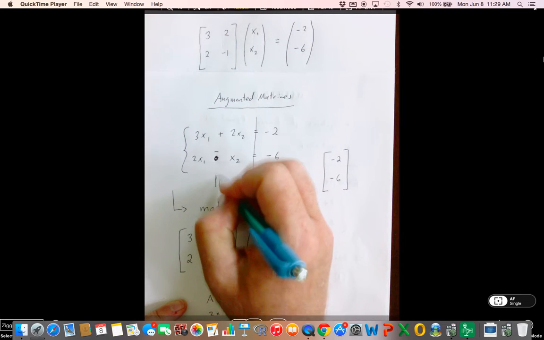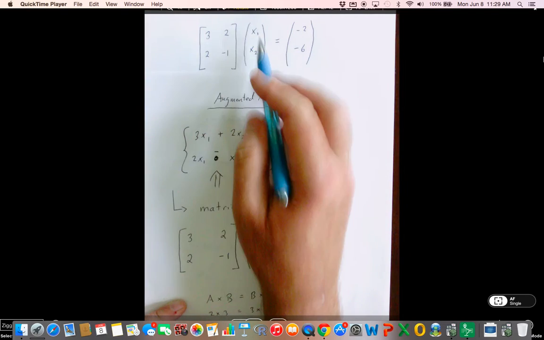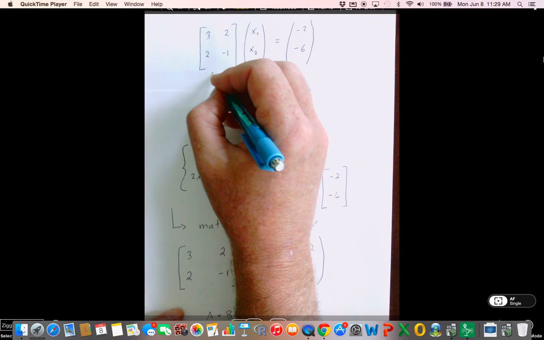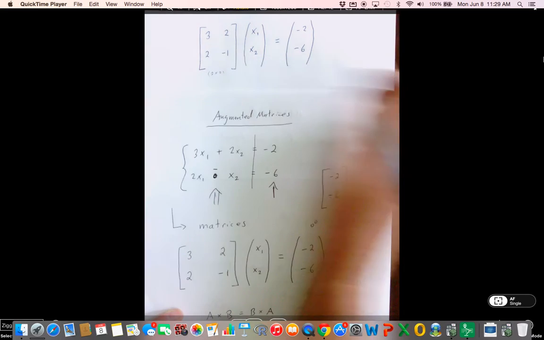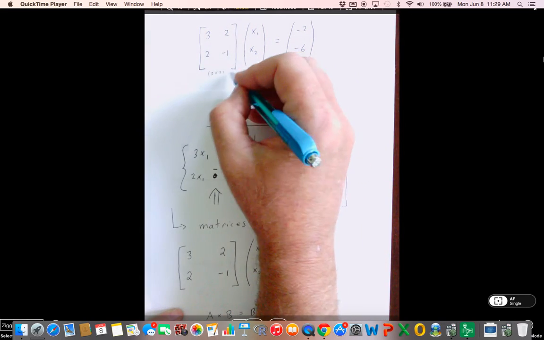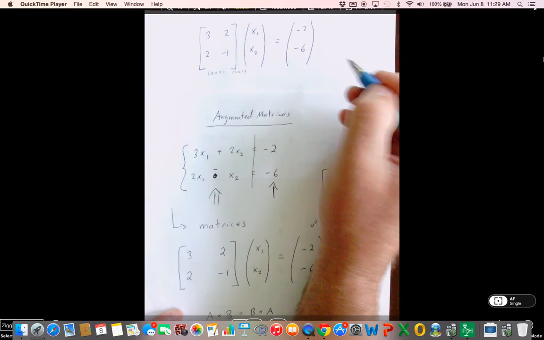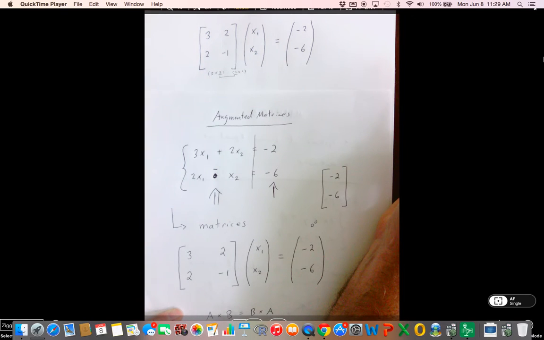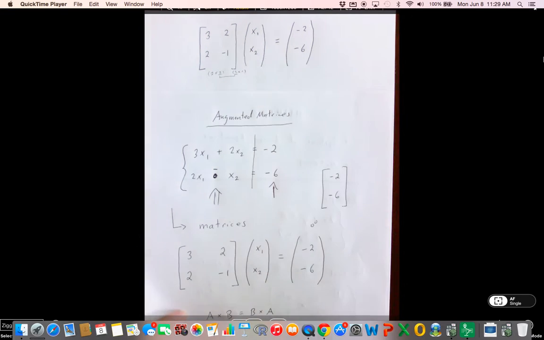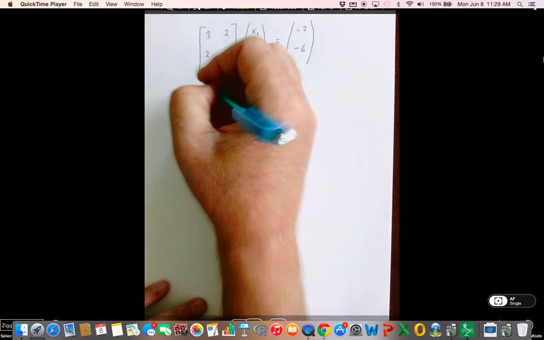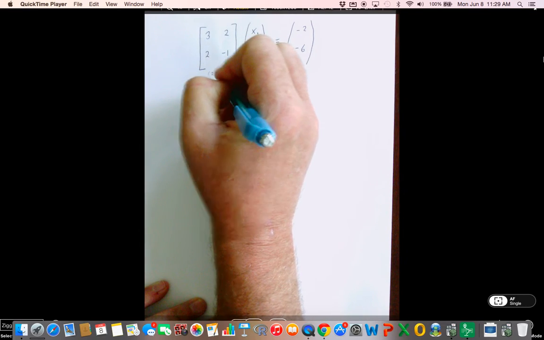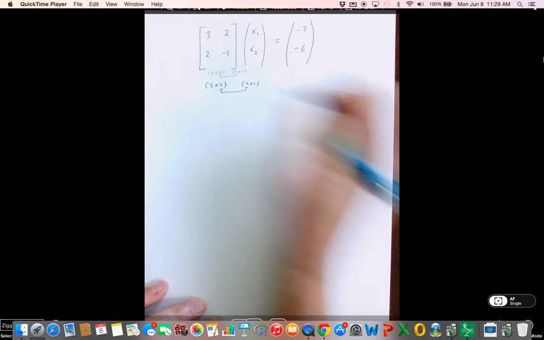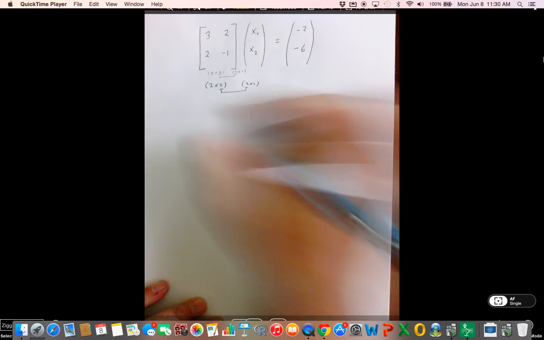But does this side over here equate to what we have over here? Well, guys, let's think it through. Right here we have a 2 by 2 matrix, right? And here we have a 2 by 1. So these two numbers right here have to be the same for us to be able to multiply those together. Let me write this a little bigger. This is a 2 by 2. This is a 2 by 1. These two numbers here have to be the same, which they are.